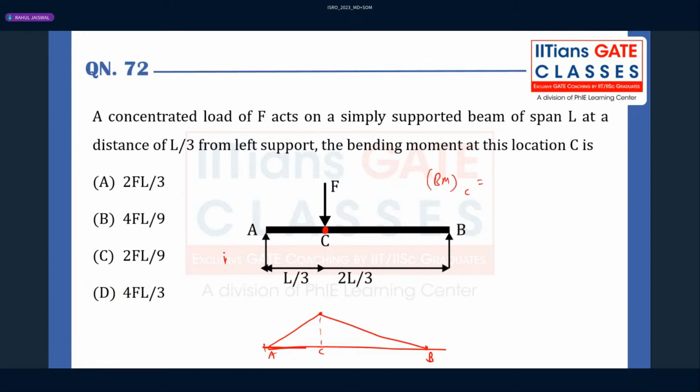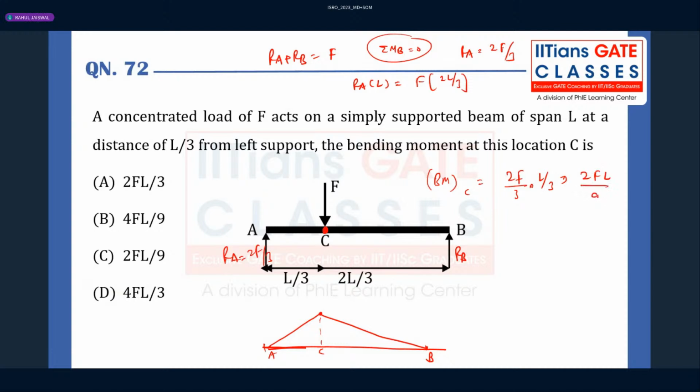See the reaction forces RA and RB. How to calculate RA and RB? RA plus RB is equal to F. Now you can take summation of moment about B point to be 0. Then RA into L is equal to F into 2L by 3. So RA will be 2F by 3. So 2F by 3 into L by 3, so 2FL by 9. That will be correct. C will be correct. Note down.